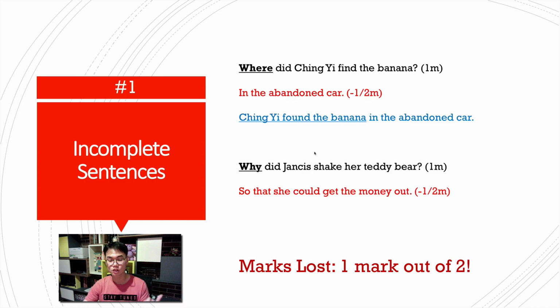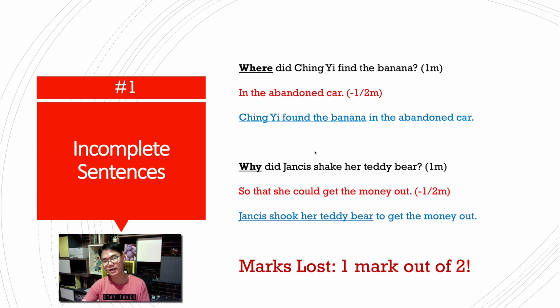Again, notice that Jancis, the subject, is missing, and the action is also missing. The action of shaking her teddy bear is not in the answer. So if I were to insert both the subject and the verb, that should complete my sentence. So there we go. Jancis shook her teddy bear to get the money out. Jancis shook, subject, verb, her teddy bear, object, and reason, to get the money out. That gives me the complete answer without any marks deducted.